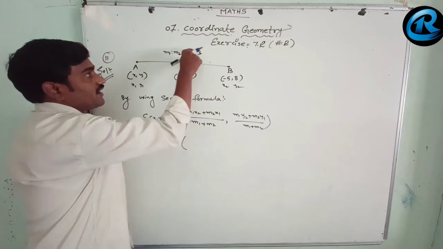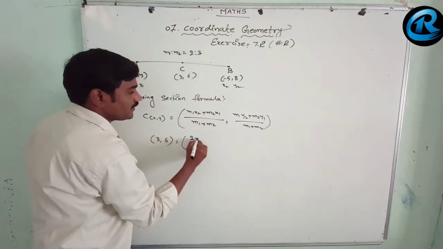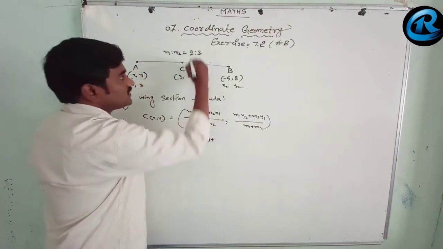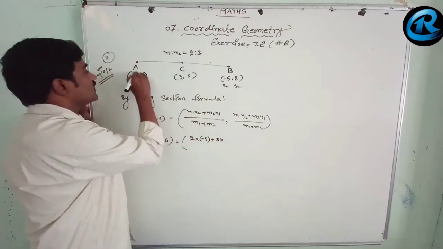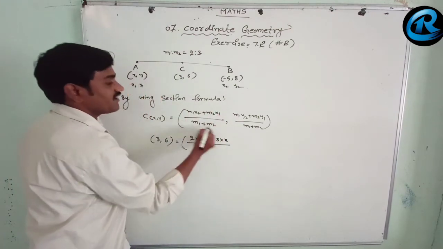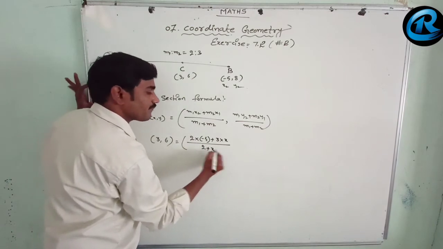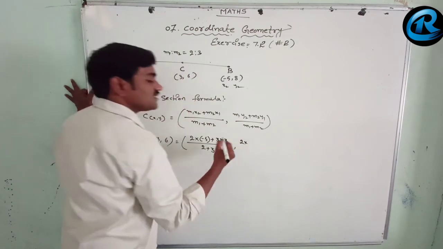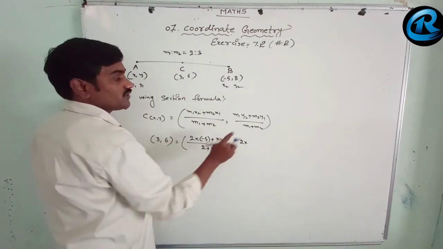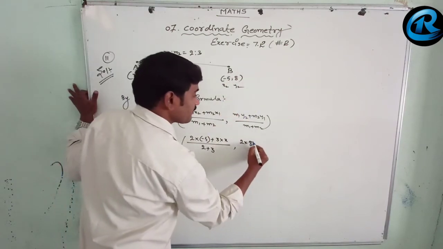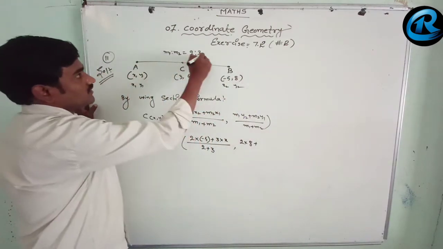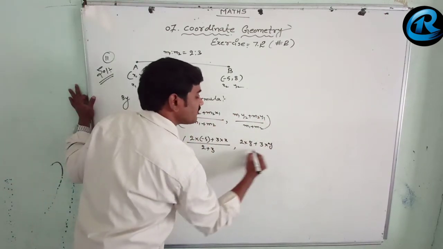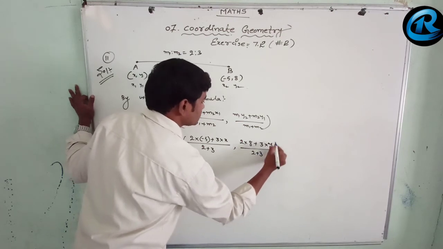Now here m1 value is 2 into x2 value, that is -5, plus m2 value 3 into x1 value, that is x, by m1 plus m2, 2 plus 3. This step is very important. In every problem you have to substitute very carefully. Y2 is 8, plus m2 value 3 into y1 value, that is y, by m1 plus m2, 2 plus 3.